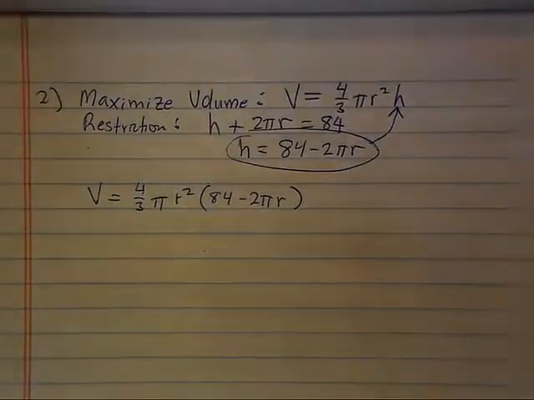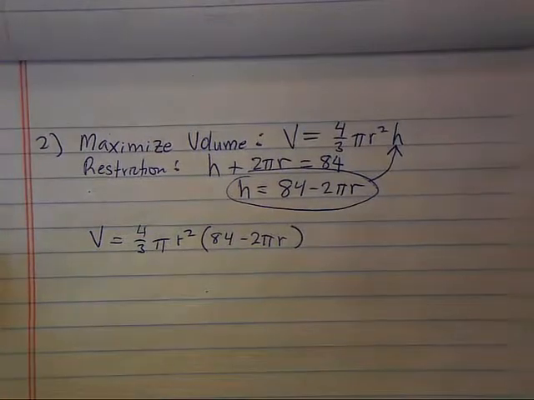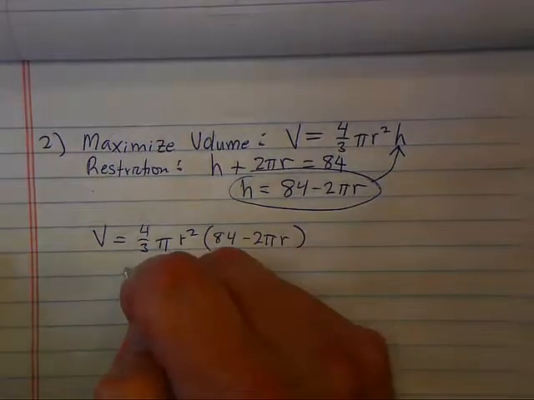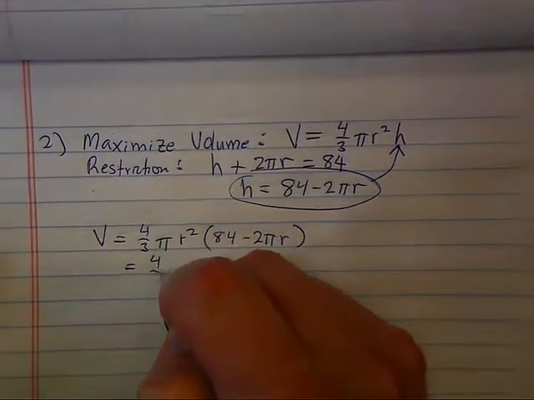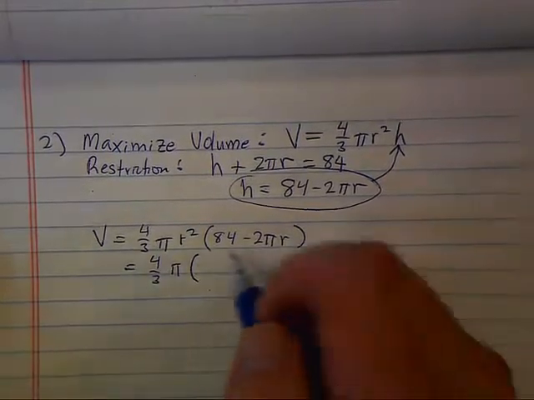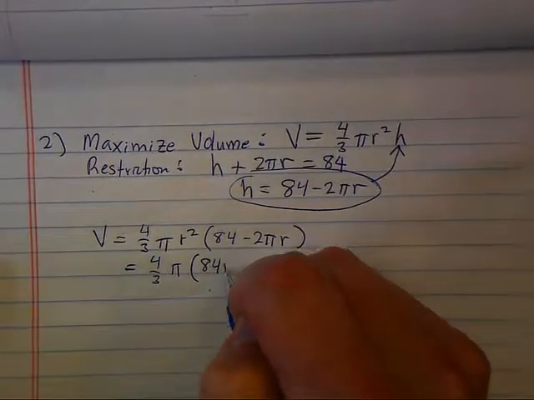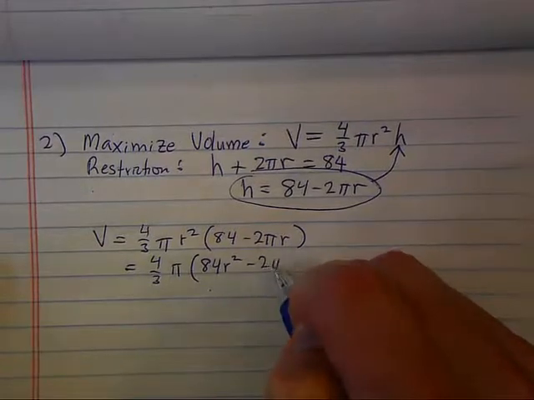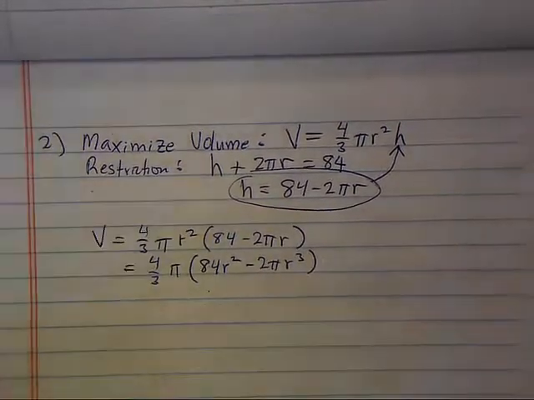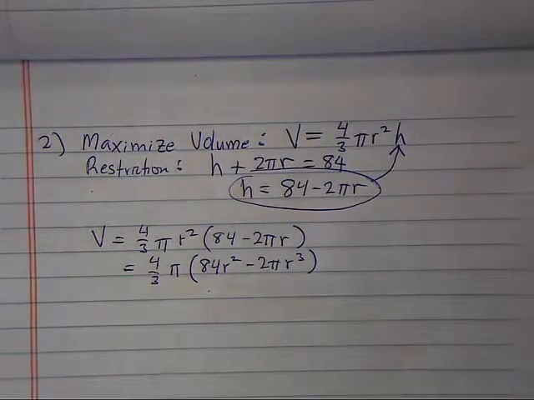All right. In order to take the derivative here, I think I'm going to write v as 4/3 pi times (84r squared minus 2 pi r cubed). So I'm just going to distribute that r squared through. And I think that makes it a little bit easier. Why does it make it a little bit easier?